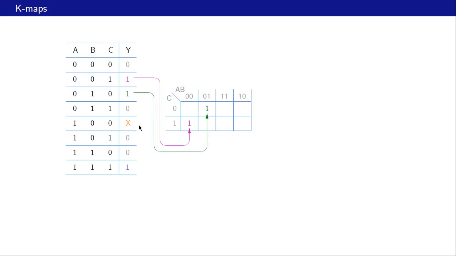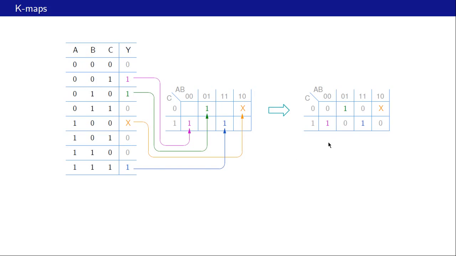What about this X? A, B are 1, 0. This column. C is 0. So this row. So we are talking about this box. And this last one here. A, B are 1, 1. And C is 1. So this column and this row. So this box here. Like that. Now what about the boxes which are not filled so far? Those will get these zeros, and with that we get our complete K map shown here.